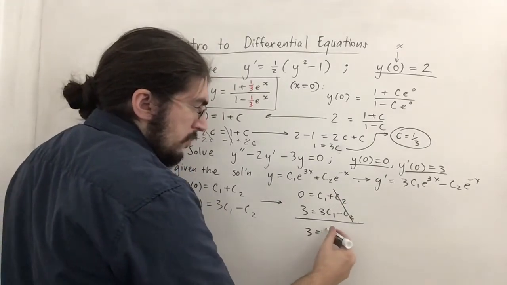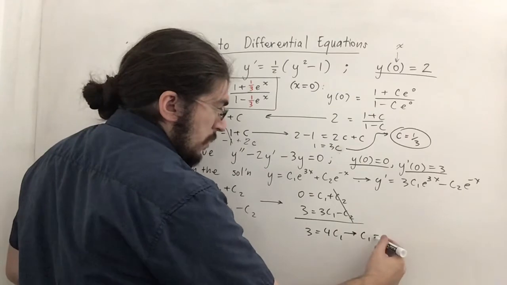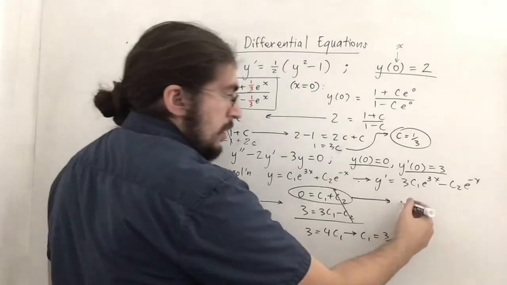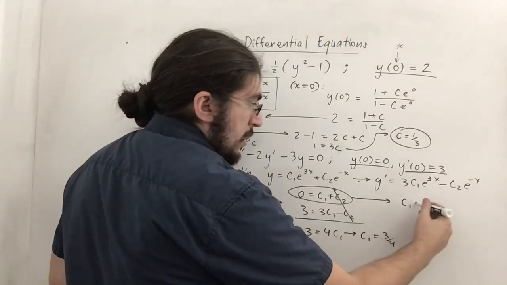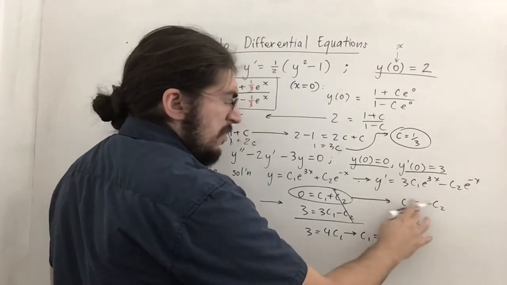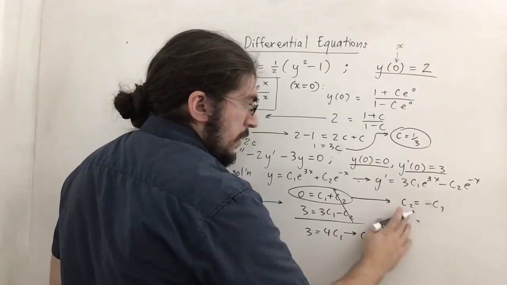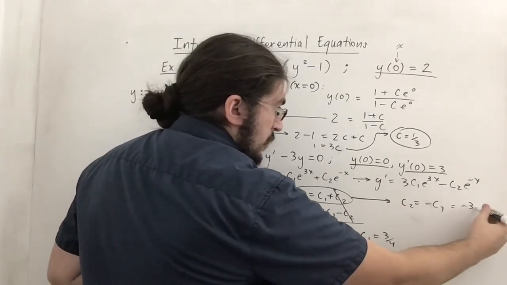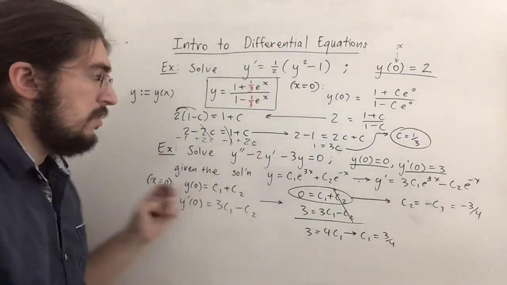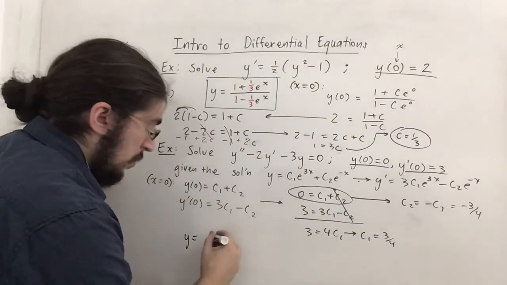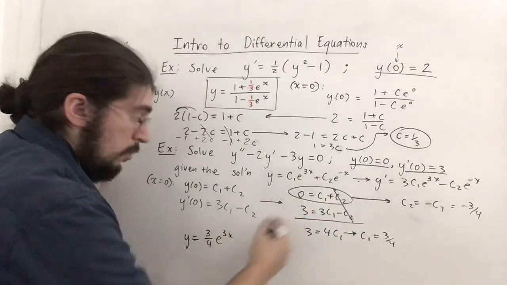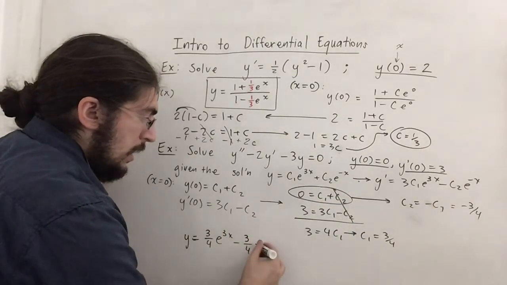We get 3 is equal to 4c1, so that means c1 must be 3/4. And if you look back at this original equation before we canceled the c2 out, if you were to subtract c2 to the other side, you get c1 is equal to negative c2, in which case c2, or I guess I should write it the other way around, c2 is equal to negative c1, that looks a little better, in which case c2 would then be negative 3/4. Perfect. So now what does that tell us? It tells us our solution to this initial value problem must be y equals c1, 3/4, e to the 3x, plus c2, which is negative 3/4, e to the negative x.